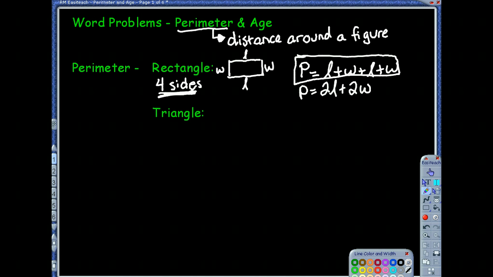Now, in a triangle, there's only 3 sides. They are not necessarily all going to be the same length, though. So when you're talking about a triangle, we usually just refer to them as sides A, B, and C. So you would just say that to get your perimeter, you would take A plus B plus C. Keep in mind, guys, perimeter has 4 sides. That's going to be the important one.